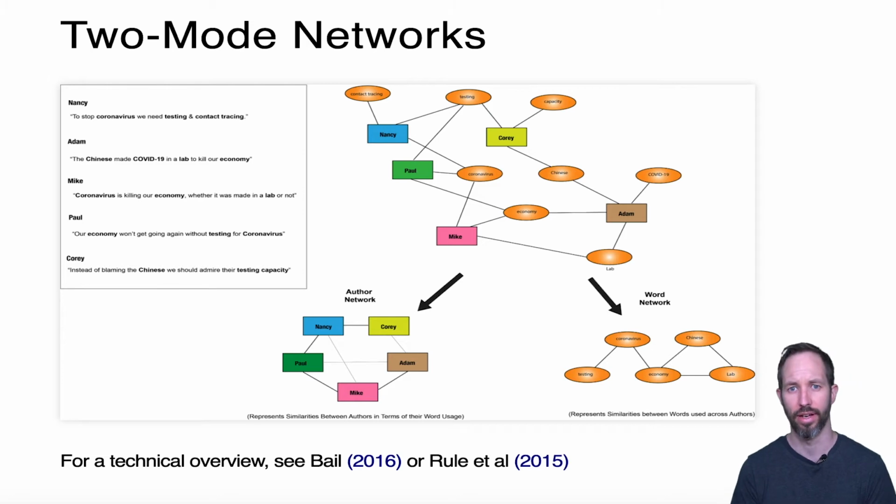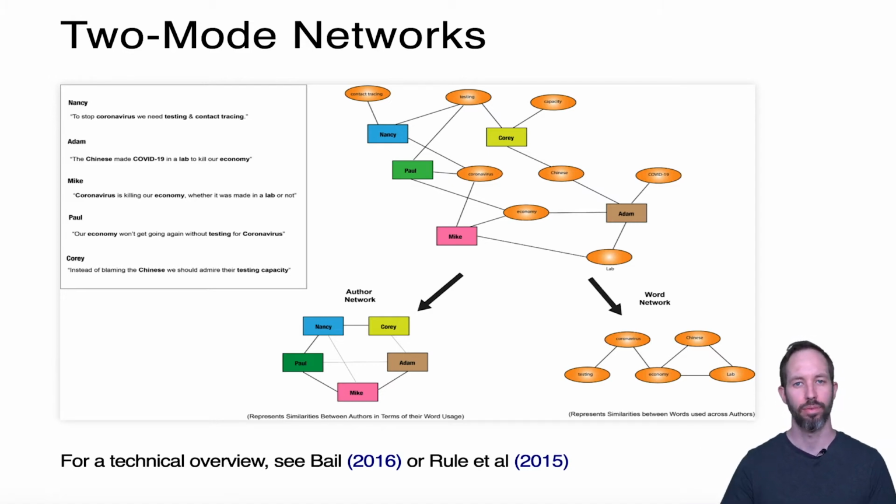On the lower right-hand side, you'll see here that these groups of people have kind of cohered into two ways of talking about coronavirus. Either it's a threat that requires extensive testing to overcome in order to avoid economic harm, or the economic harm resulted from an intentional strategy by the Chinese government to create coronavirus in the lab.